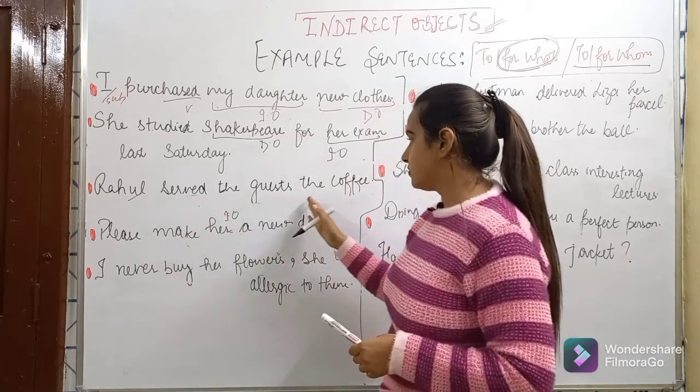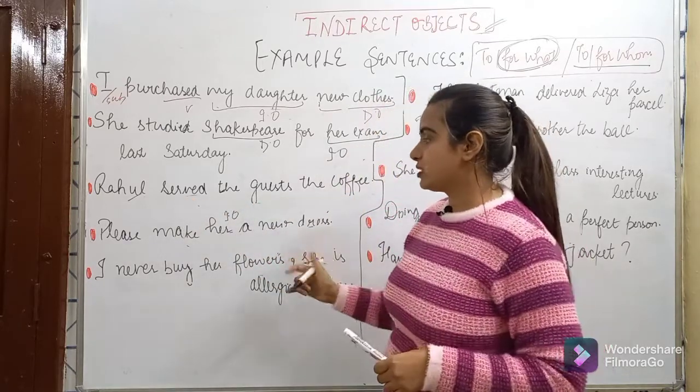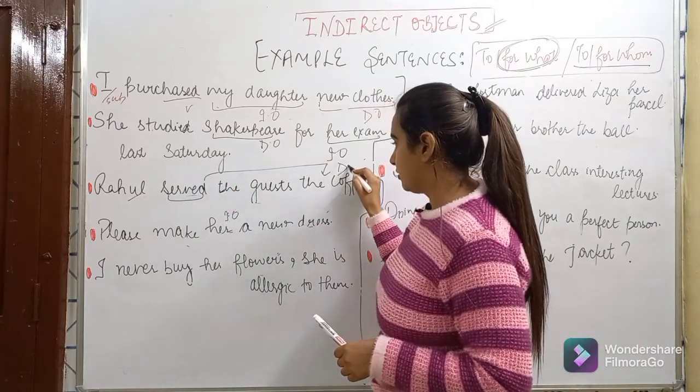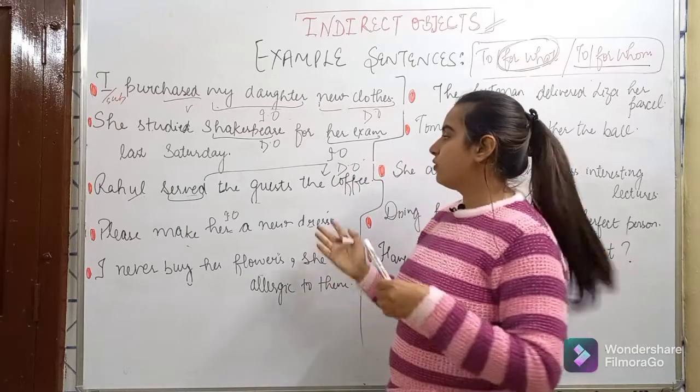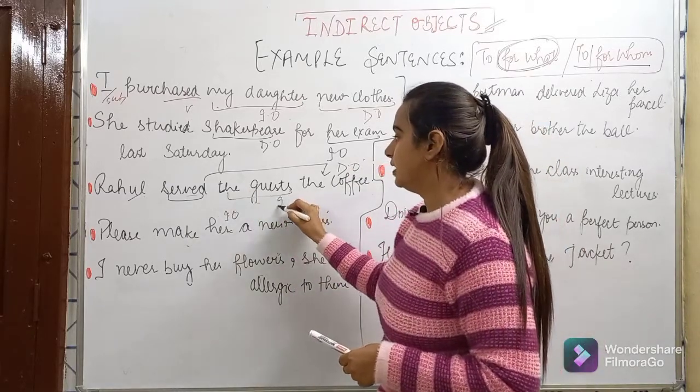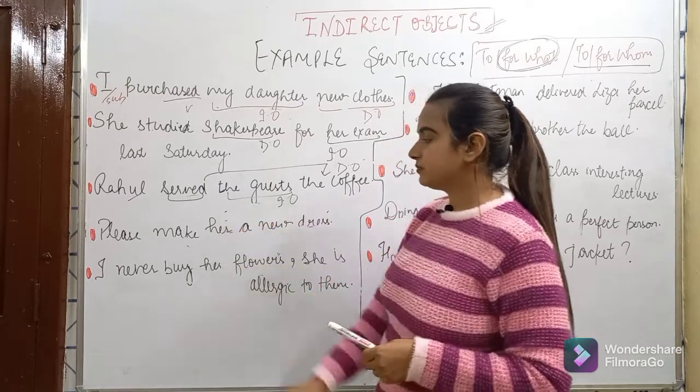Rahul served the guest the coffee. Rahul served what? The action of serving was performed on the coffee. It is your direct object. And for whom did he serve coffee? The guest. So it is your indirect object.